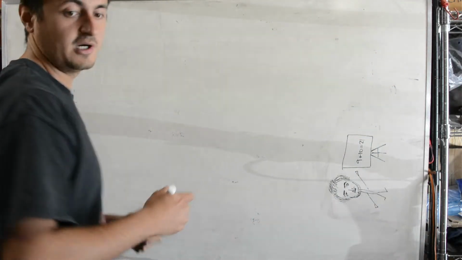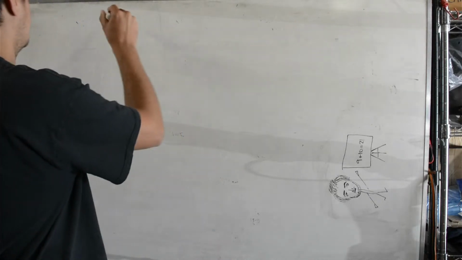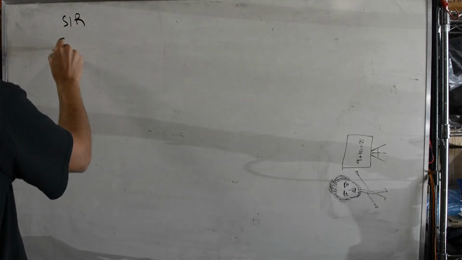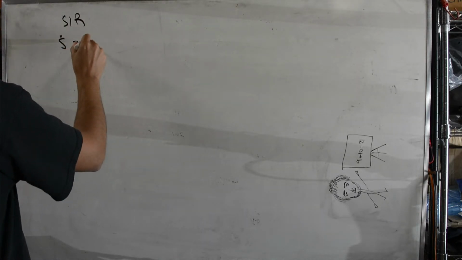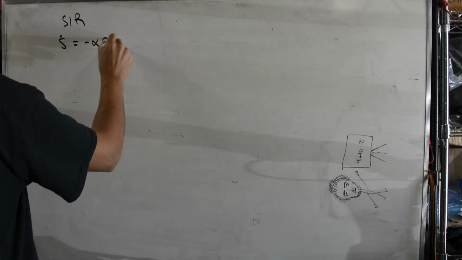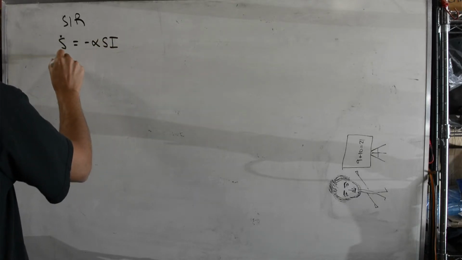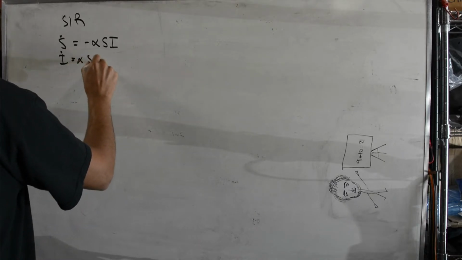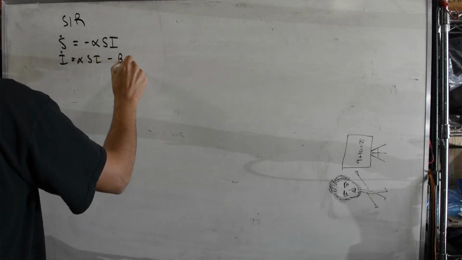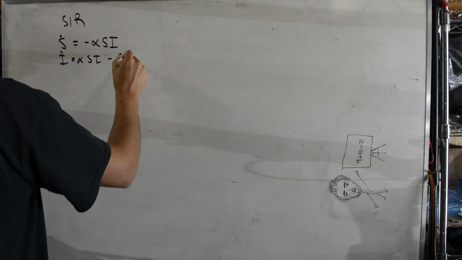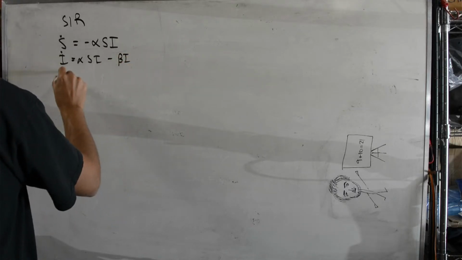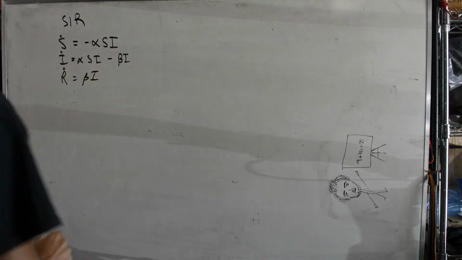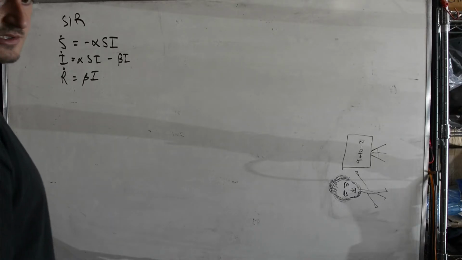Okay, so the SIR model is: S dot is equal to minus alpha S times I. Then we have I dot equal to alpha S I minus beta I. And then R dot is equal to beta I. So that's the whole SIR model, just 3 equations.